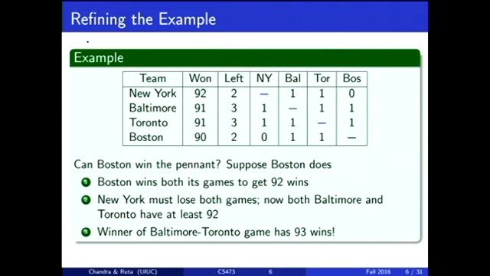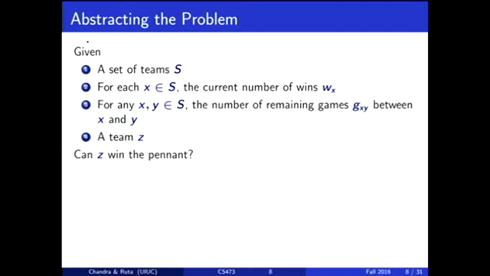Let's formalize this. We want to solve this in full generality, not four teams and one or two games. We have a set of teams S, and for each team we have the current number of wins, WX. For any pair X, Y of teams, we know how many games are left between them, a number GXY. And we will have a specific team Z, and we want to know whether Z can win or not. That's the problem in the abstract: we don't have four teams, but many teams. So this is the data: the number of teams and how many games are left for each pair of teams.